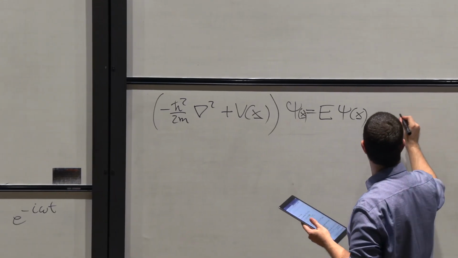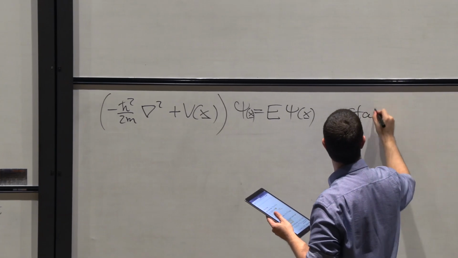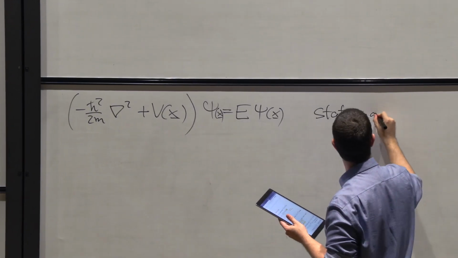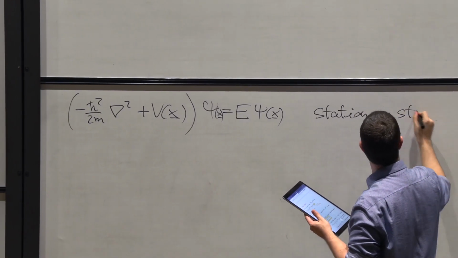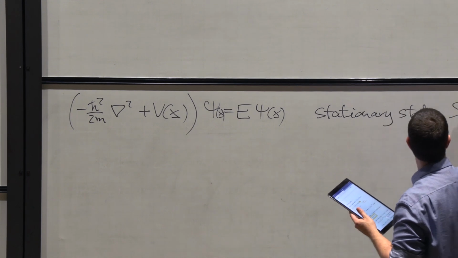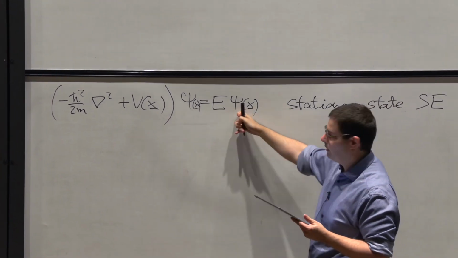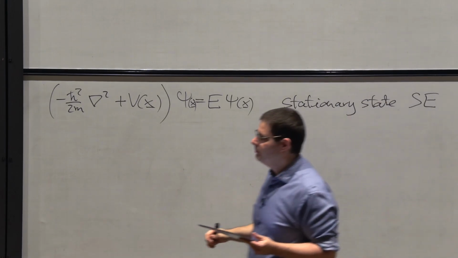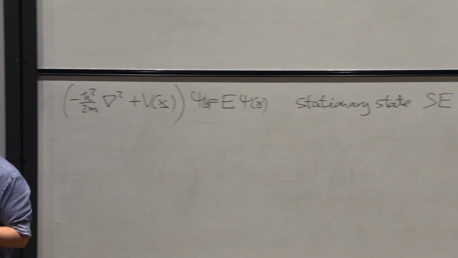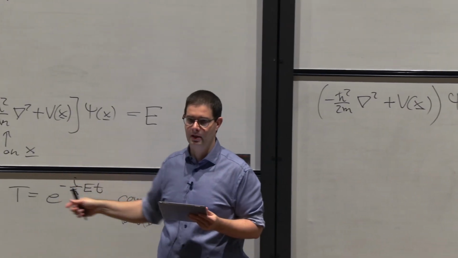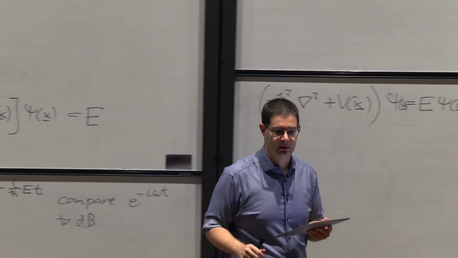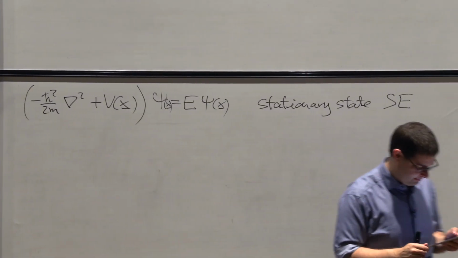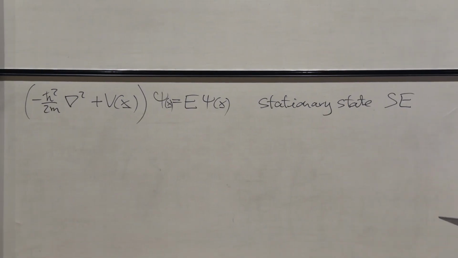And we call this the stationary state Schrodinger equation. And we call psi the stationary state. It's stationary because its time dependence is super simple. It's just simply a phase, linear in time. Okay?